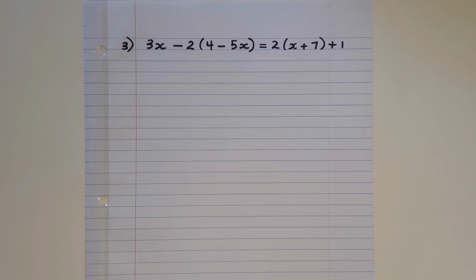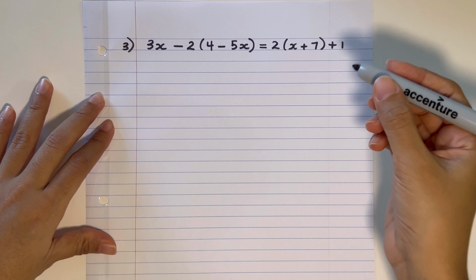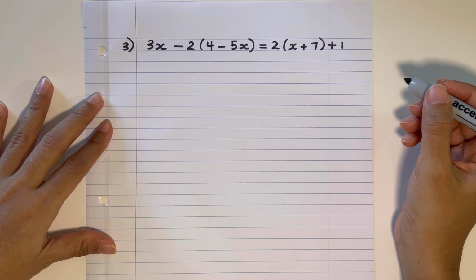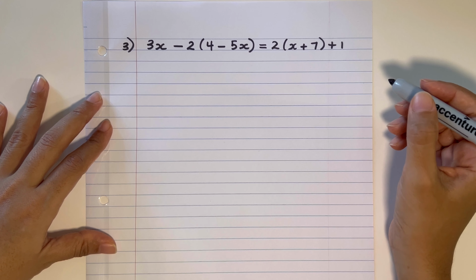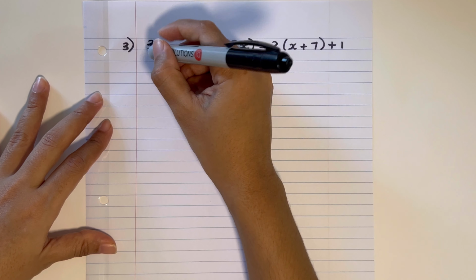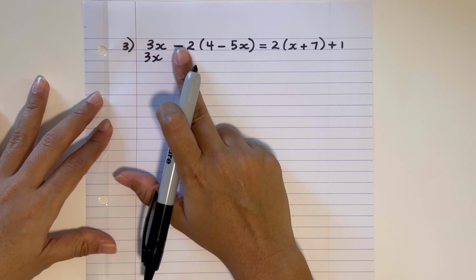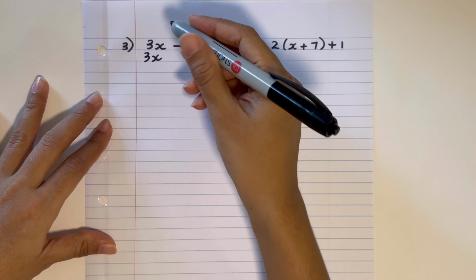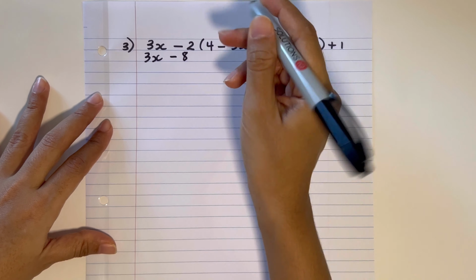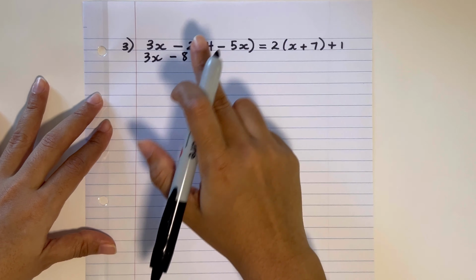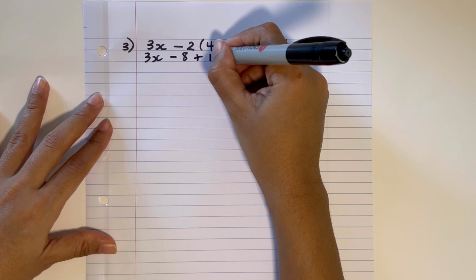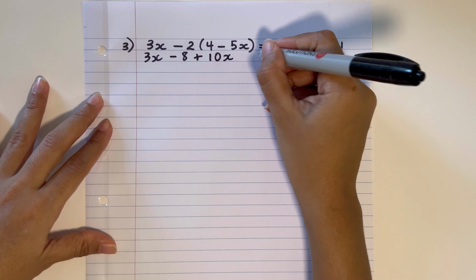This one is interesting because we have brackets on either side of the equation. So the first step will be to remove those brackets by distributing. So we bring down 3x. We're not doing anything with that as yet. We're going to look at negative 2 times 4, which will give me negative 8. And then negative 2 times negative 5x. Two negatives give me a positive. So this will become 10 plus 10x.